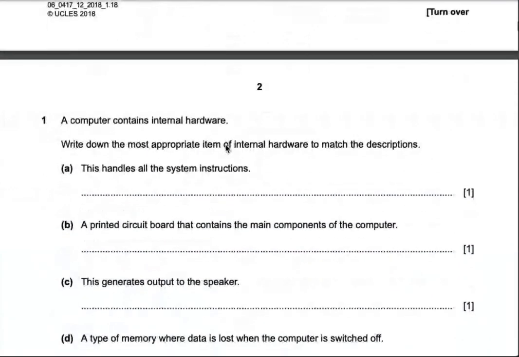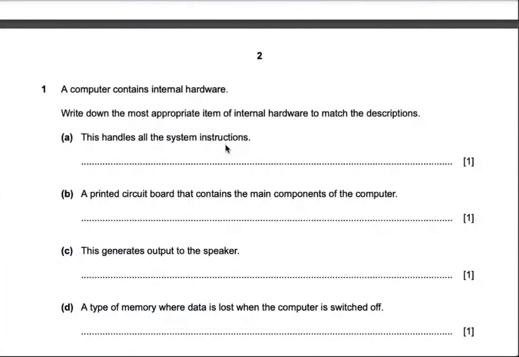Now, the first question here is that a computer contains internal hardware. Write down the most appropriate items of internal hardware to match the descriptions. We write the appropriate hardware that will match any of these descriptions they want to itemize.